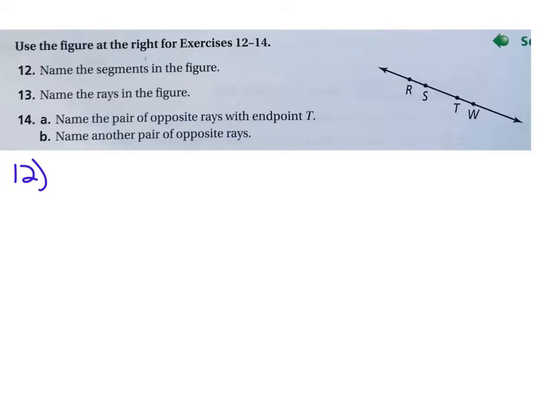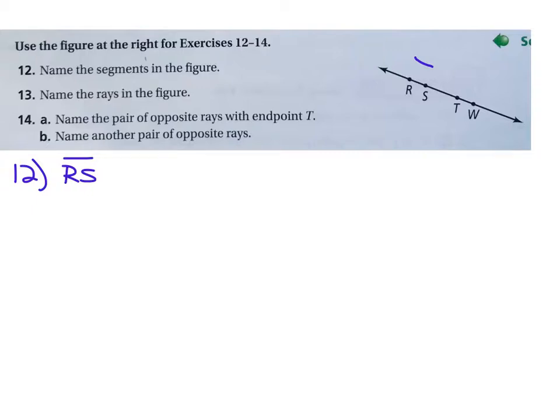So number 12. I'm going to do all the problems on this just because it's good for you to see it. And you can skip to 13 if you only want to see that solution. But for number 12, name the segment. So here's the deal. I want to name just different segments, not naming the same segment with different names. So from R to S, we can say we've got segment RS, and it's got endpoints on either side.